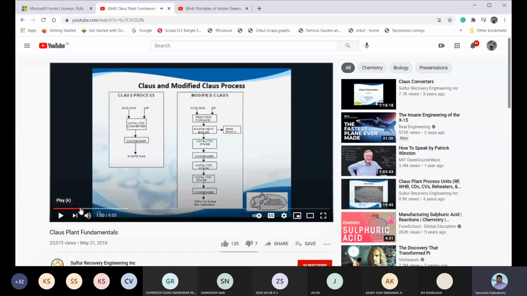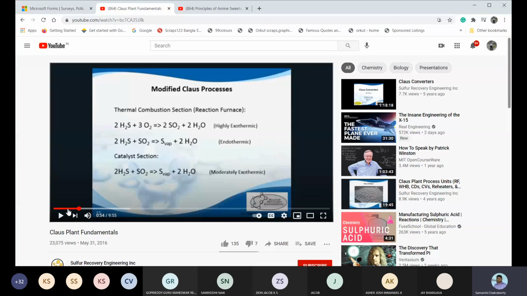So one thing, let me just take you back to the original reaction. One of the problems with this original Claus process is that because of this very high exothermic reaction, there is a chance that overheating can take place within the reactor. So that is why nowadays you want to first convert your H2S into SO2, which is a highly exothermic reaction. But the following step, where your SO2 is going to be utilized to convert your H2S into sulfur vapor, becomes an endothermic process. So it actually absorbs heat.